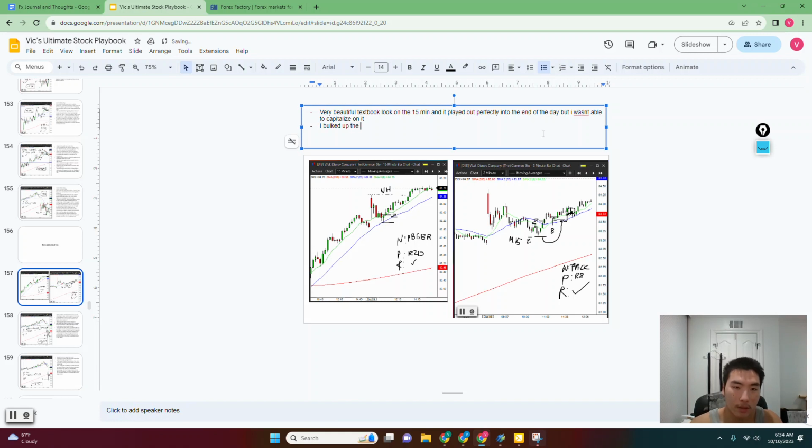I buffed up the trade by dropping down to the 3-minute and finding an add. Got decent follow through. Maybe about a 3-yard trade at the high. But I was not able to lock that in.